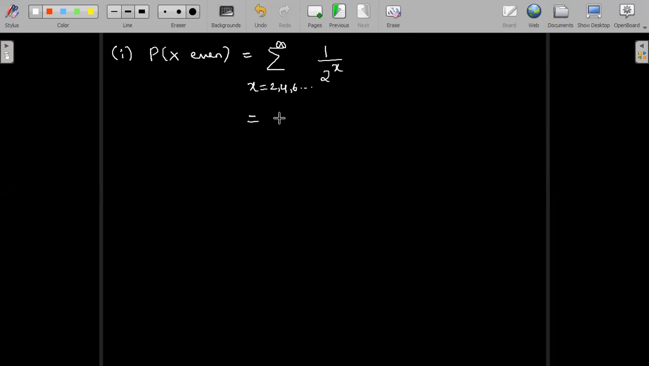So this is equal to, we will expand this. When x is equal to 2, we get 1 by 2 square, 1 by 2 power 4, 1 by 2 power 6, etc. Again, this is a geometric series. So again, the A value is equal to 1 by 2 square and the R value is also 1 by 2 square.